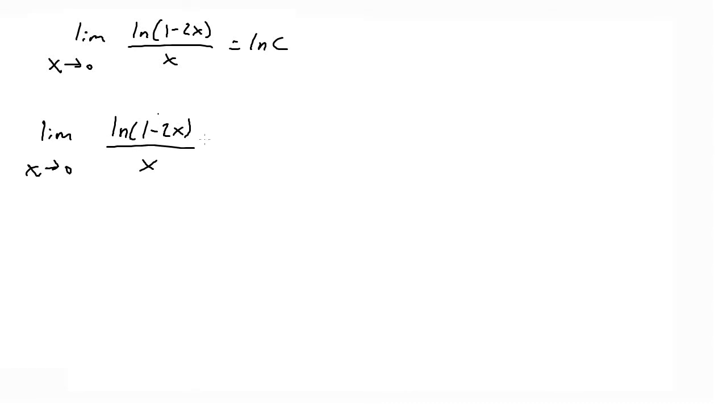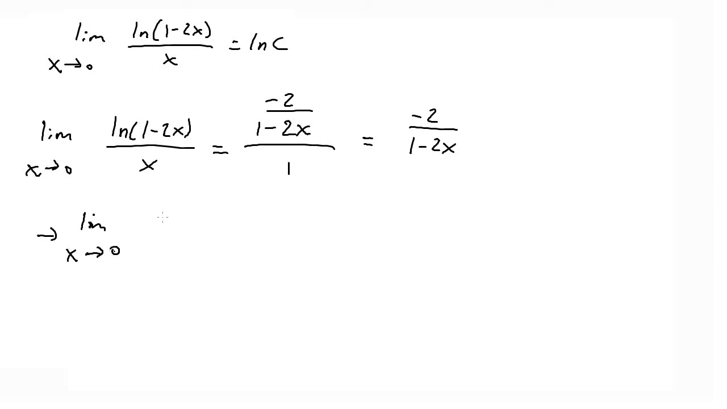Once again, in L'Hopital's rule, we're going to take the derivative of first the natural log of 1 minus 2x. Whenever we derive the natural log of some inside function, in this case 1 minus 2x, we take the derivative of the inside function. So the derivative of 1 minus 2x is negative 2. And we take that over the inside function itself, 1 minus 2x. And that's going to be over the derivative of the denominator. The derivative of x is just 1. So we are left with negative 2 over 1 minus 2x. So now rewriting the limit as x approaches 0 of negative 2 over 1 minus 2x.